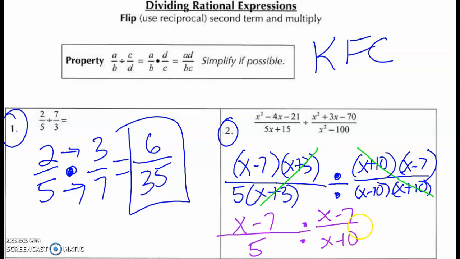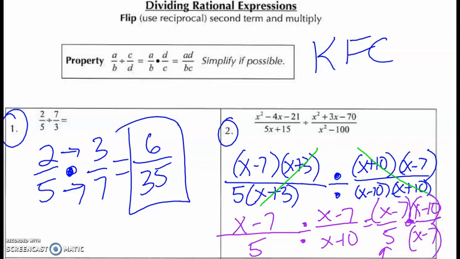Okay, so what this really becomes is, oopsies, I made a mistake, uh-oh, x minus 7 over 5 times x minus 10 over x minus 7. Because we kept the first fraction intact, and we flipped the second fraction. Well, look what's happening now. Let's put parentheses on these things so we can really see what's happening.